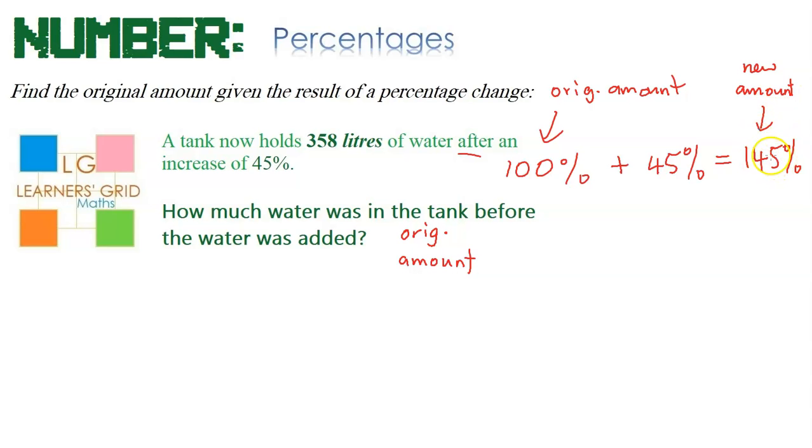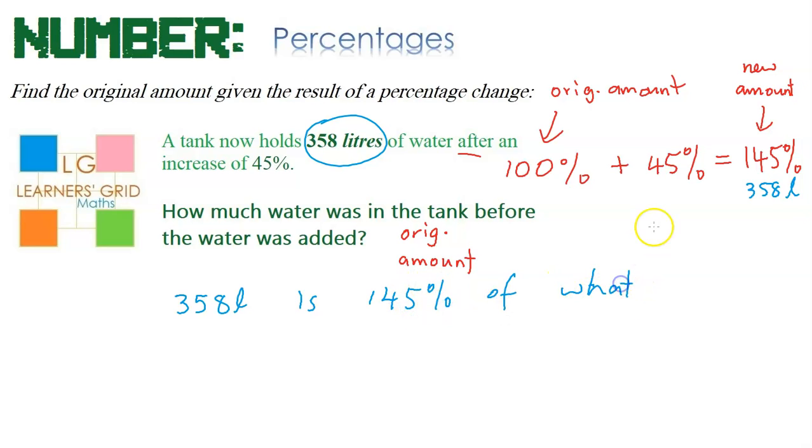So if we take this last bit here, what we're talking about is that this 145% is this 358 liters of water. So let's start with that, and we'll say 358 liters is 145% of what? Okay, now what is this original amount? That is the 100% bit. Let's turn this into an even more algebraic equation.